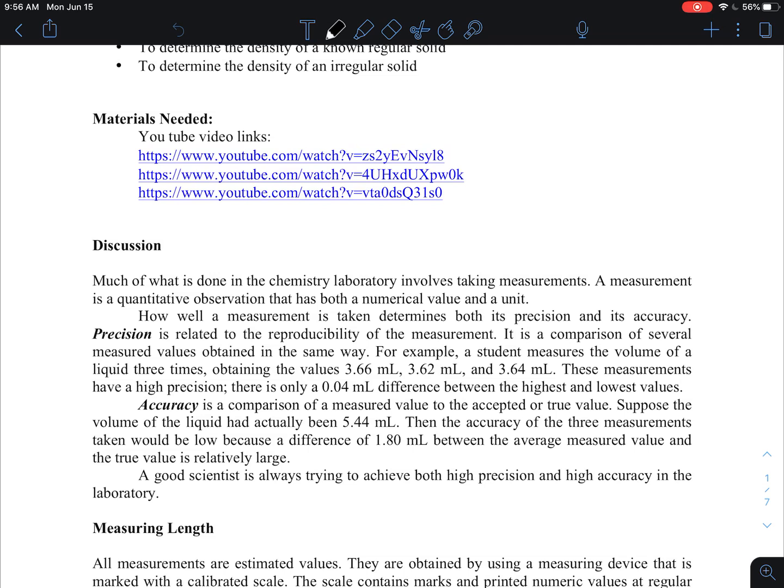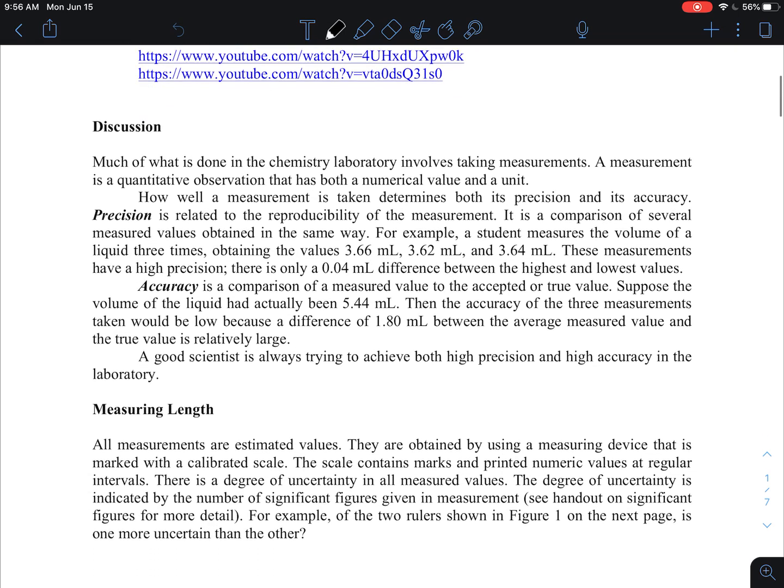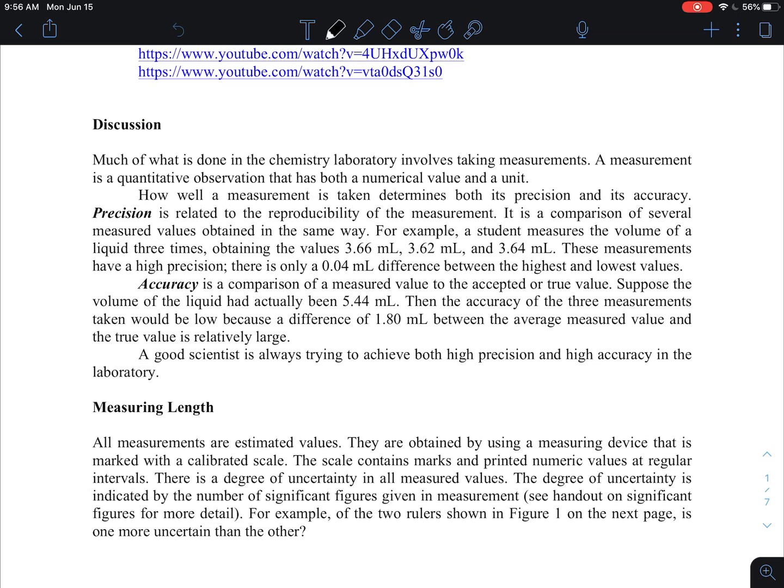Now, you're not always trying to just be accurate or just precise. Your goal is always to be both, because you want to have all of your trials very close, because that means you're very reproducible. And obviously you want to get to your end goal. When you're measuring length, all measurements are estimated values. They're obtained by using a measuring device that is marked with a calibrated scale. The scale contains marks and printed numeric values at regular intervals.